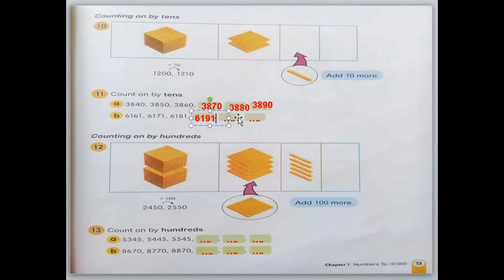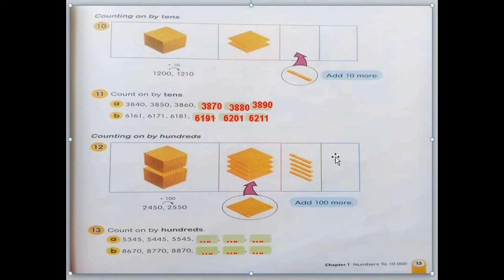Good. Next. Oh, this one, you need to add 10 more. If you add 10 more, this 9 will be 0, right? Why? Because it's 10. You keep the 0, you put the 1 above the hundreds, and the hundreds will be 2. Okay, so this one is going to be 6,201. Okay, now this one you just add 10 more. So it's going to be 6,211. Is it clear? Okay.